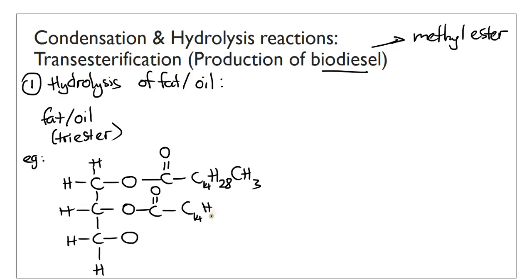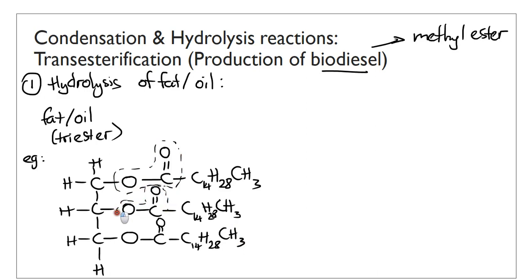So this is definitely not a structural formula. You will never be asked to draw the structural formula of this, because I don't think anyone has time to sit there and count 14 carbons. Okay, C14H28 CH3. So this is a triester. There are 3 ester groups present in this molecule. Okay, so the first step of trans-esterification is hydrolysis of this triester.